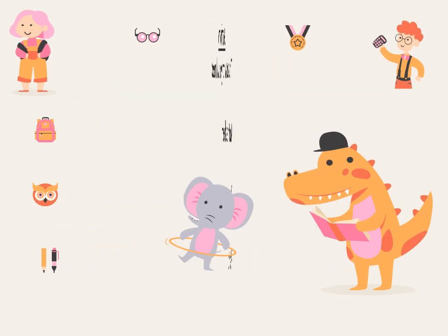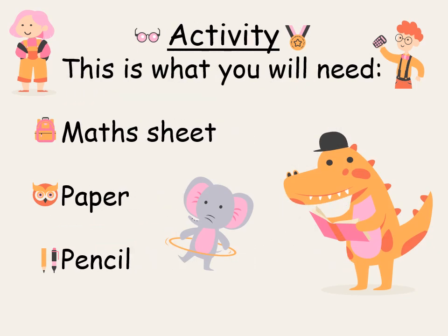It is now activity time. This is what you'll need for today's activity. Either you need the math sheet that was sent out. If you were not able to print that, then you can just use a normal piece of paper and write down your answers on the paper, and a pencil.